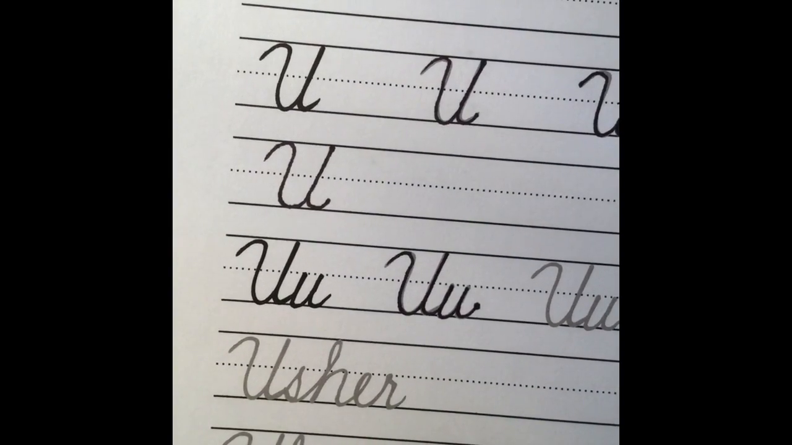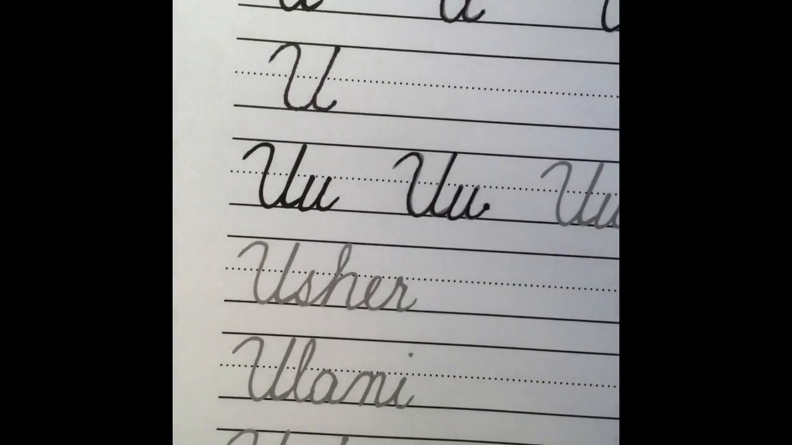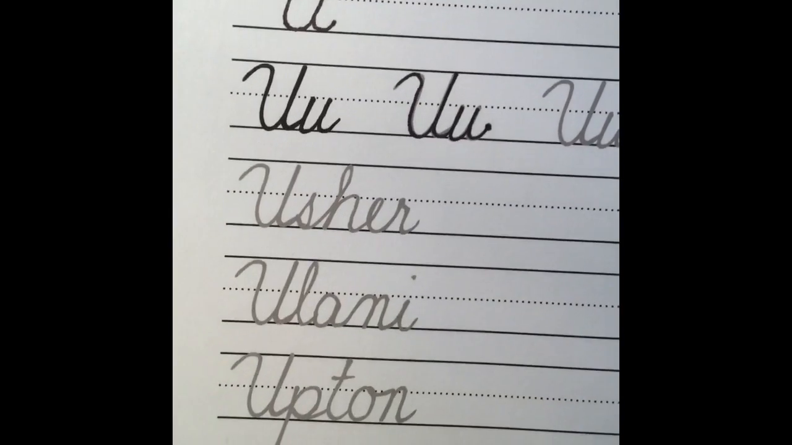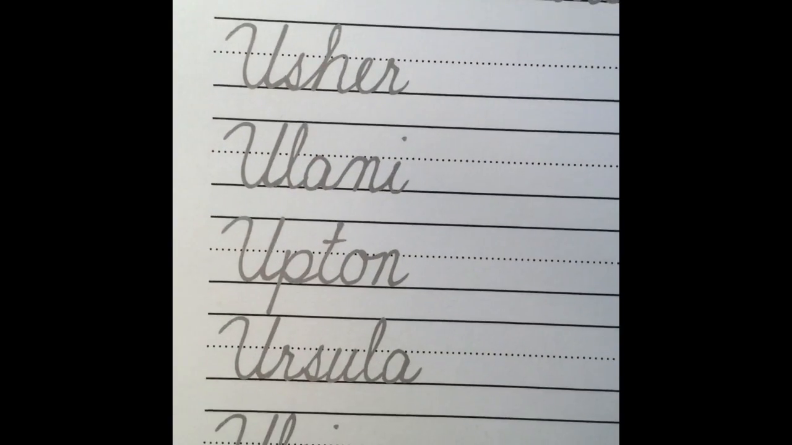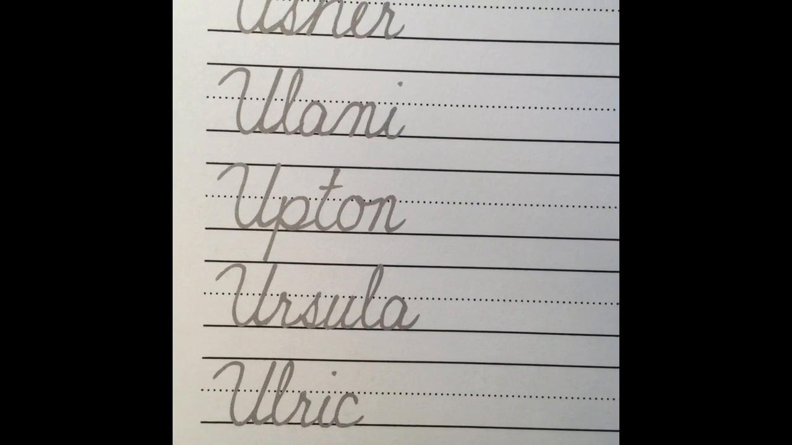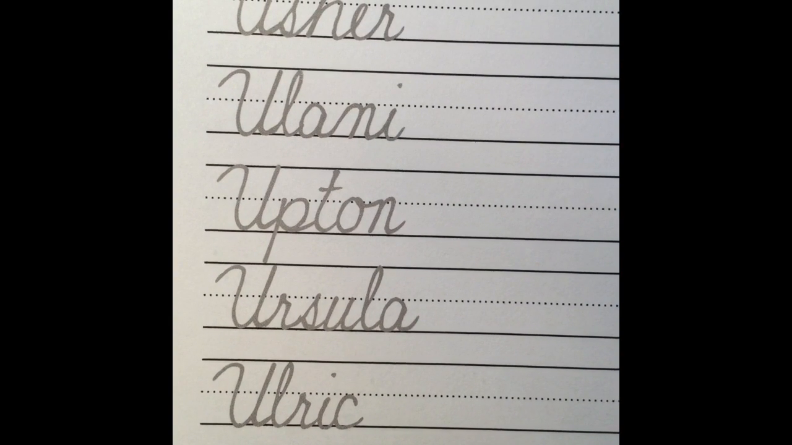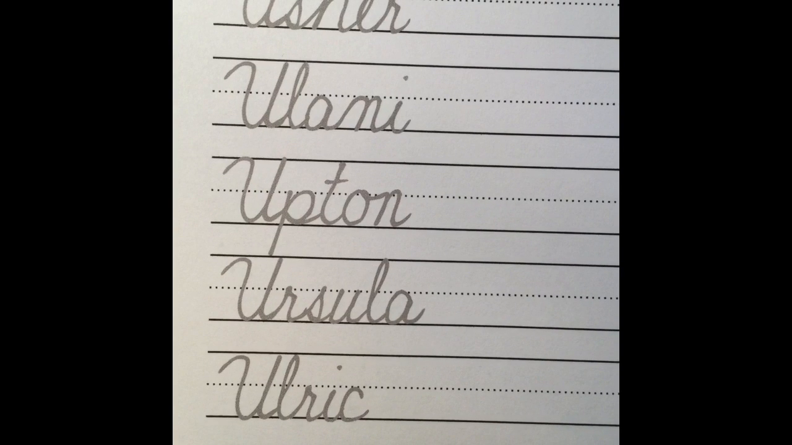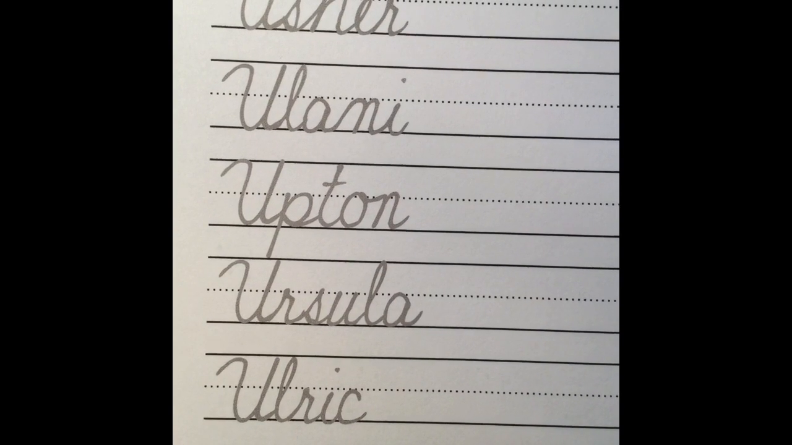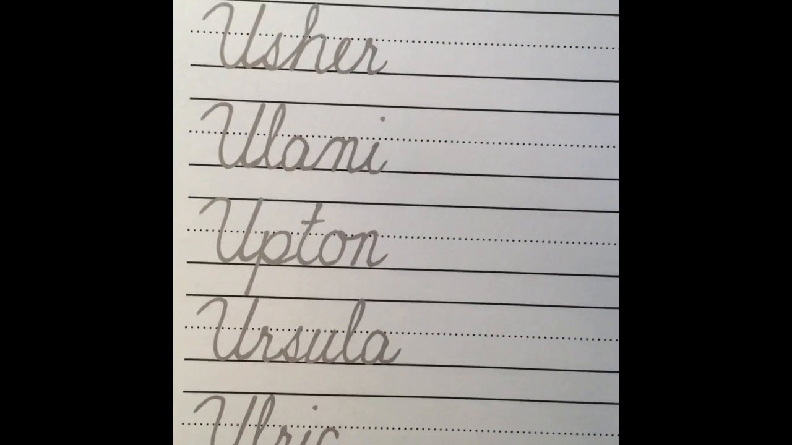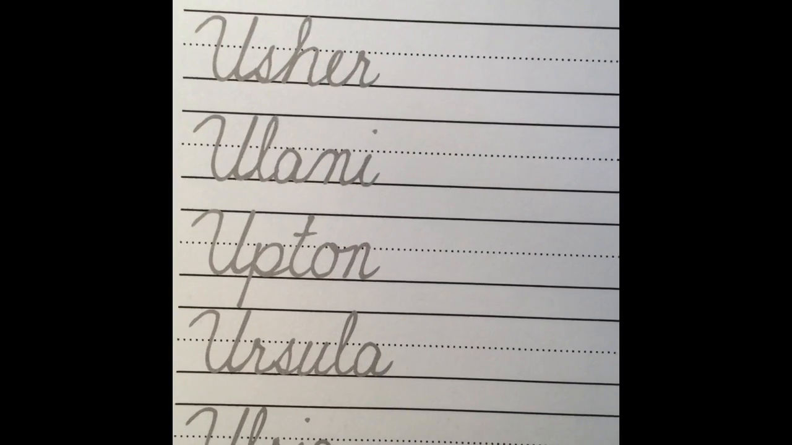There are some names that are spelled with a capital U, like Usher, Ulani, Upton, Ursula, Ulrich, and Utah. If your name starts with a U, feel free to replace one of those names with your own. Trace all of those names and practice writing them, and we will work on another candy curve letter next.